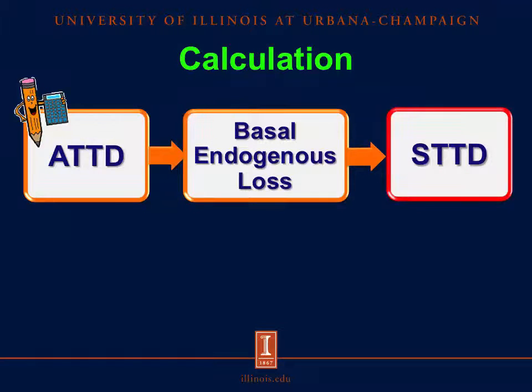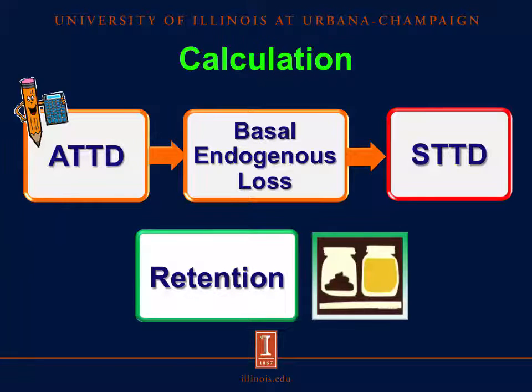To calculate STTD values, we first calculated apparent total tract digestibility, then corrected with the values of basal endogenous losses of calcium and phosphorus. Using fecal and urine excretions, we also calculated the retention of calcium and phosphorus.